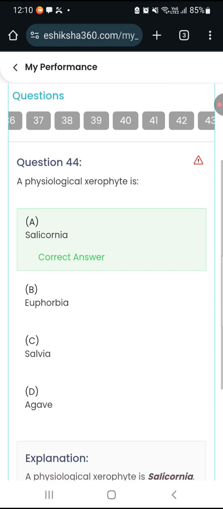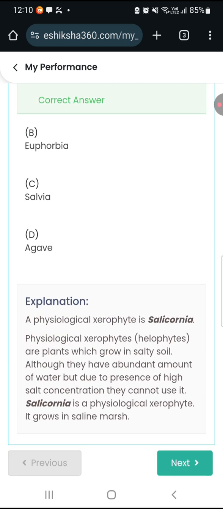Salicornia. Explanation: a physiological xerophyte is Salicornia.